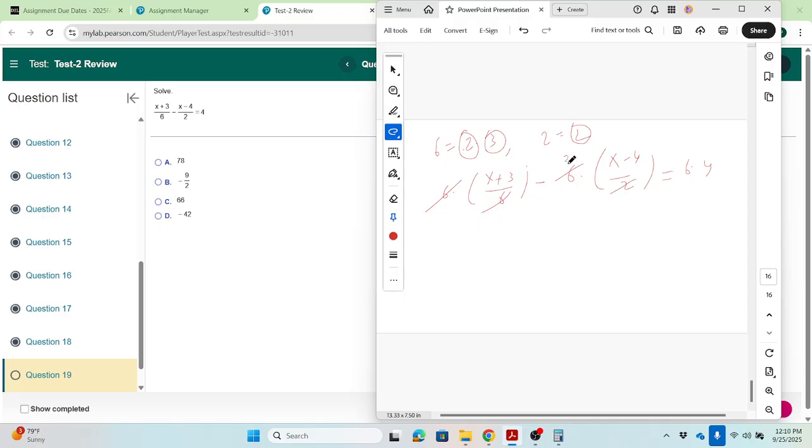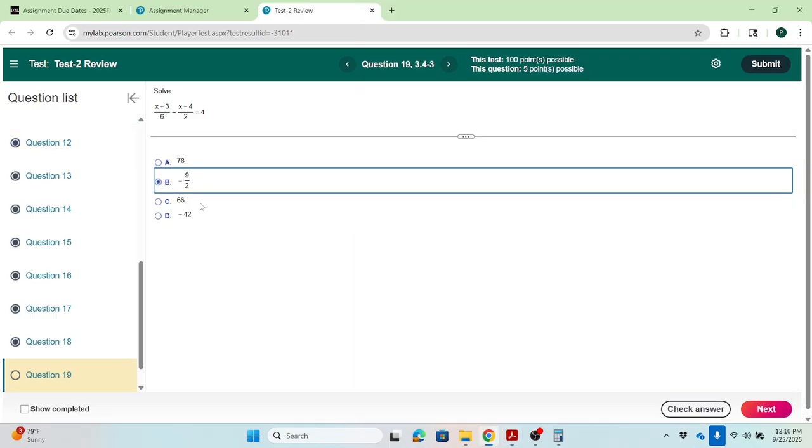This 6 is gone. If you divide 6 by 2, that would be 3. So it's x plus 3 minus 3x plus 12. Negative times negative is positive. When you distribute that, you have to be careful. Negative 3x plus x is negative 2x. 12 plus 3 is 15. I'm going to take that 15 to the other side. 24 minus 15 is 9. And now just divide both sides by negative 2. So x is negative 9 over 2. So this is the answer.